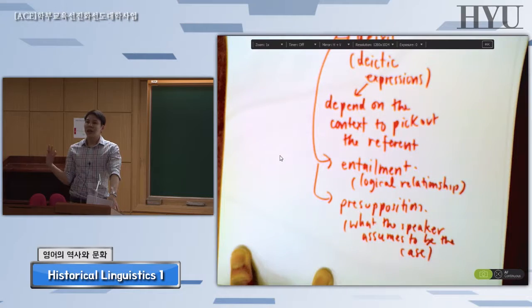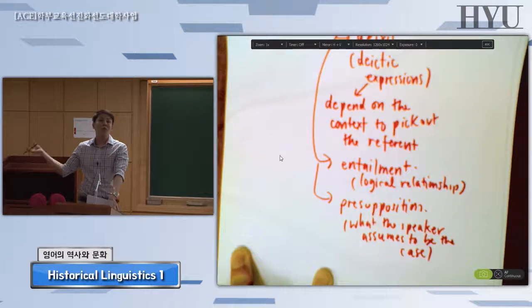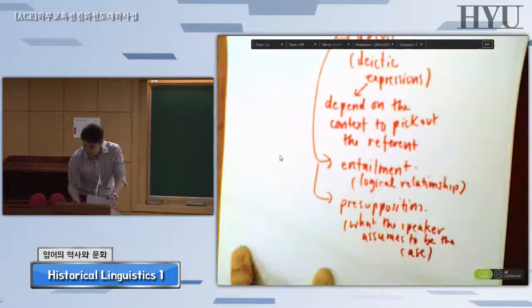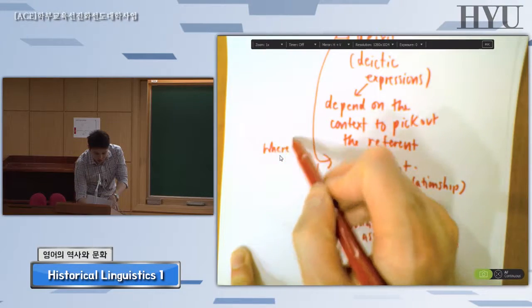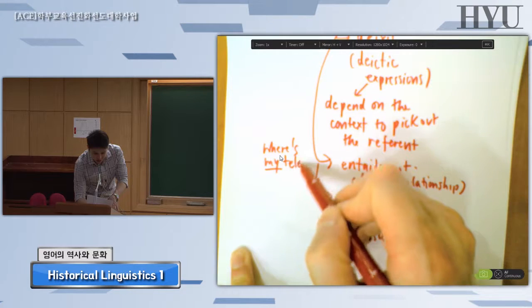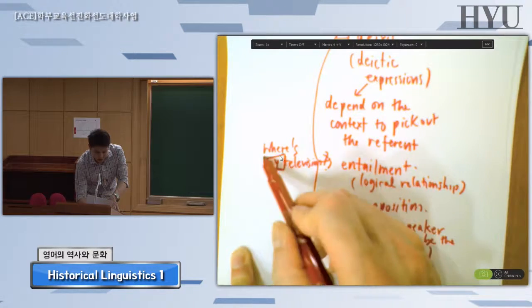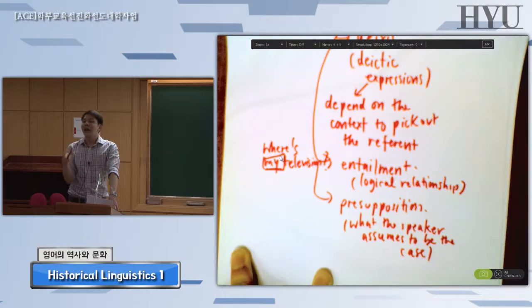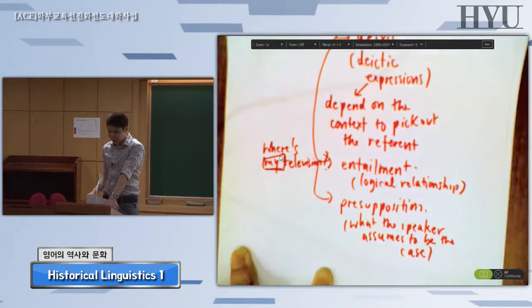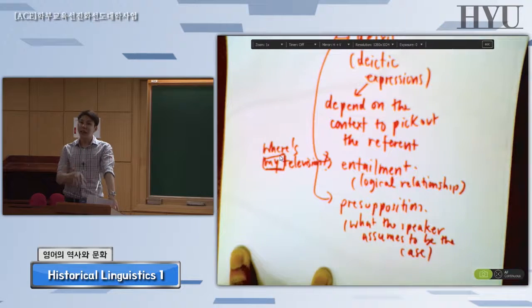So for example, if I say, where's my television? The word my tells you that I presuppose, or I assume, that I have a television. The speaker assumes that he has a television if he says, where's my television? That's what we call a presupposition.